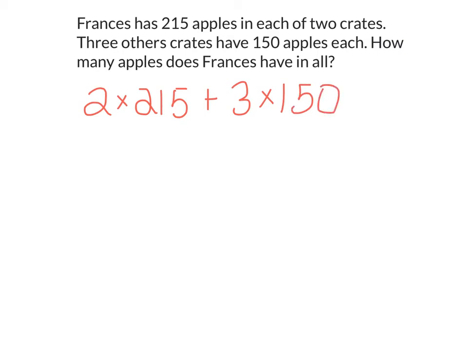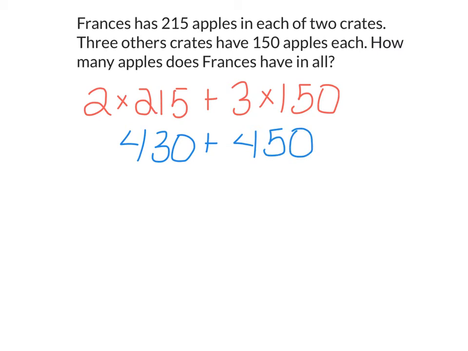150. Now, using our order of operations, we would start with multiplying first, left to right. So we would start right here with 2 times 215. That would give us 430. Now we bring our addition sign down. Then we need to take a look here at 3 times 150. That equals 450. So we've done our multiply first. Now all that's left is to add.